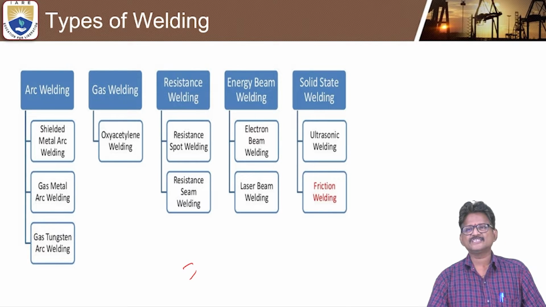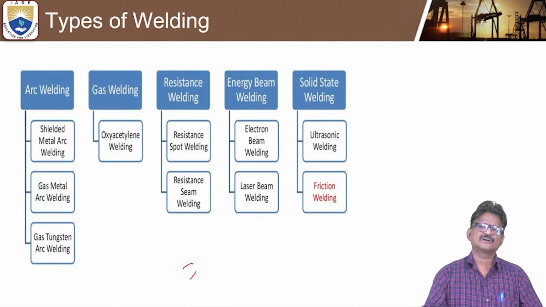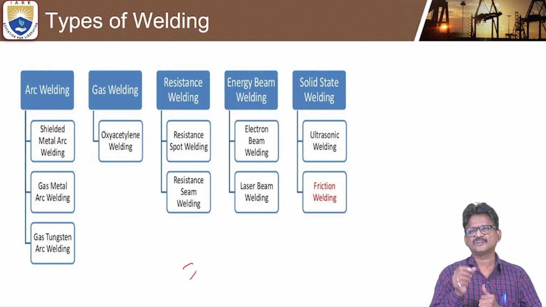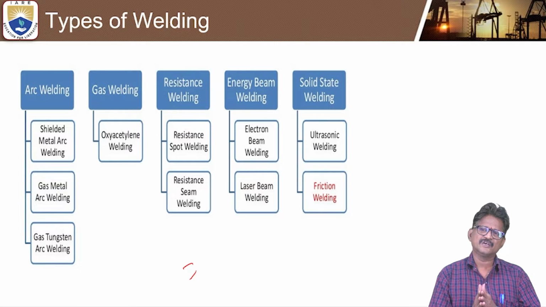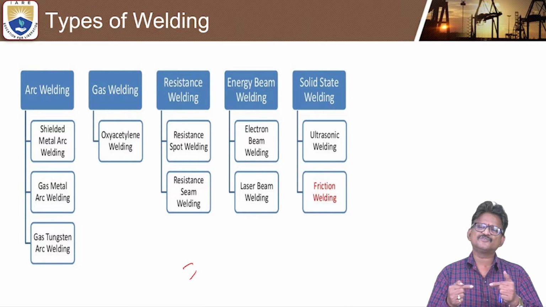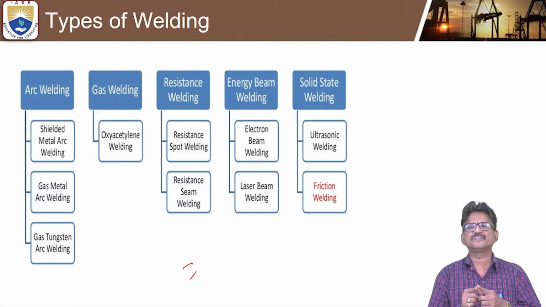Another type of classification is solid state welding. Solid state welding can again be classified into two types: ultrasonic welding process and friction welding process. Ultrasonic means due to ultrasound, a frequency of 20,000 hertz is introduced in ultrasonic welding. There you can join two metals or similar metals. In friction welding, the two rods are rotated, and due to friction the two metal pieces join easily. No filler metal is introduced in friction welding, only rotation and force to join the two metals.